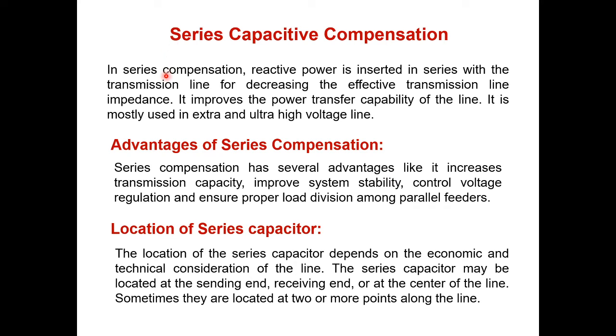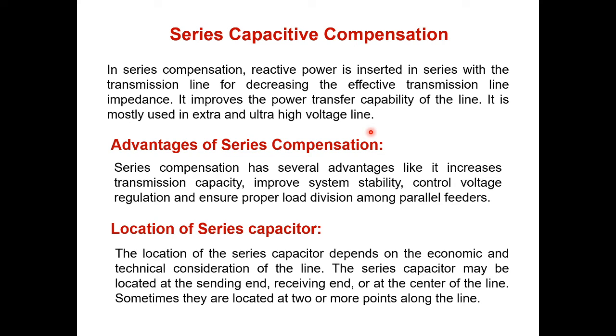In series compensation, a reactive element is inserted in series with the transmission line for decreasing the effective transmission line impedance, and thereby it improves the power transfer capability of the line. It is mostly used in extra and ultra high voltage lines. We all know one formula, P equal to EV by X sine delta. If I would like to reduce that X, there I can improve the active power.